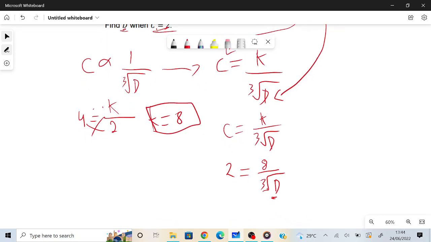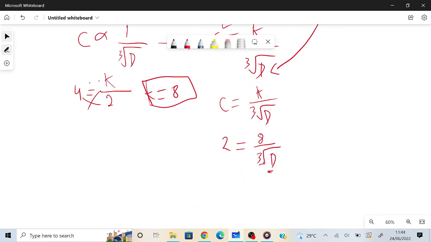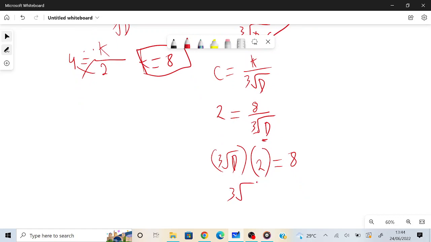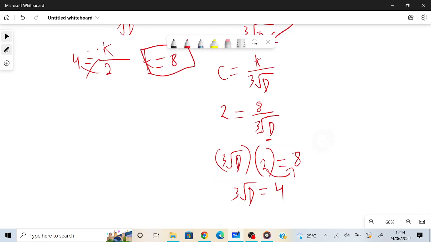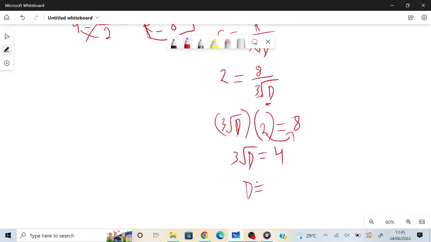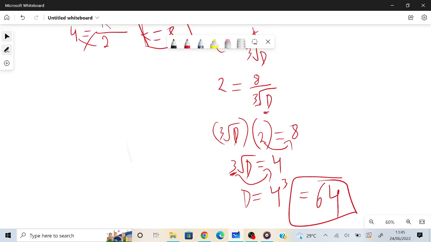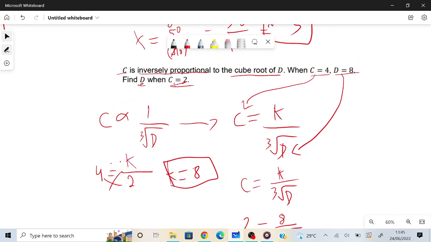So doing this question, if you cross multiply, you know that the cube root of d times 2 equals 8. The cube root of d equals 4, because 2 would go to the other side and divide that by 8, so that would be 4. And d is 4 to the power of 3. Why to the power of 3? Because it was a cube root over here, and taking it to the other side, it will become to the power of 3. And doing that we know that 4 to the power 3 is 64. So your d is 64 when your c is 2.